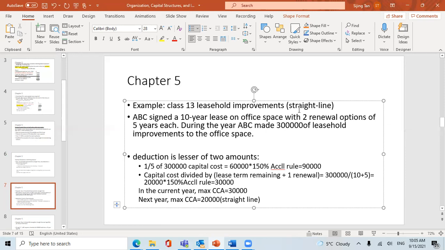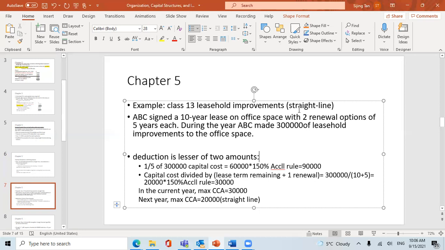And then the capital cost divided by the lease term remaining plus 1 renewal. We have 2 renewals, but according to our calculation formula, we only use 1 renewal. So it will be $300,000 divided by 10 plus 5 years, right? Because we already signed the 10 years, plus the 5 years, and then plus another 5 years. But in the formula, we only use 1 renewal. So it's 10 plus 5, which is 15 years. $300,000 divided by 15 years equals $20,000.